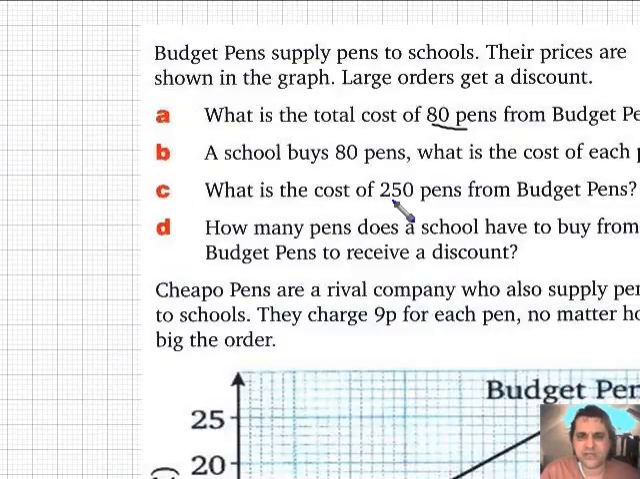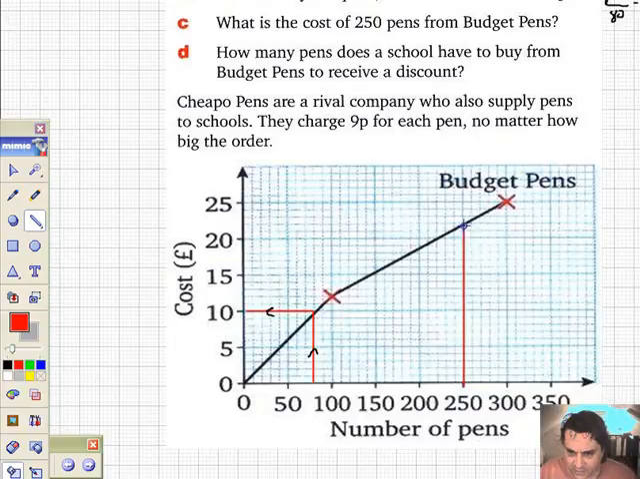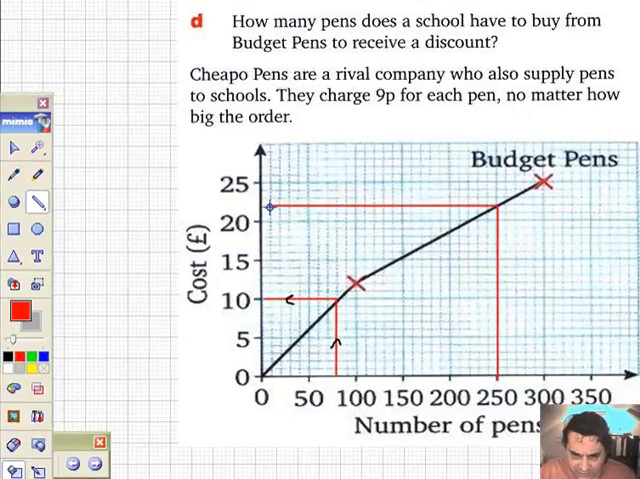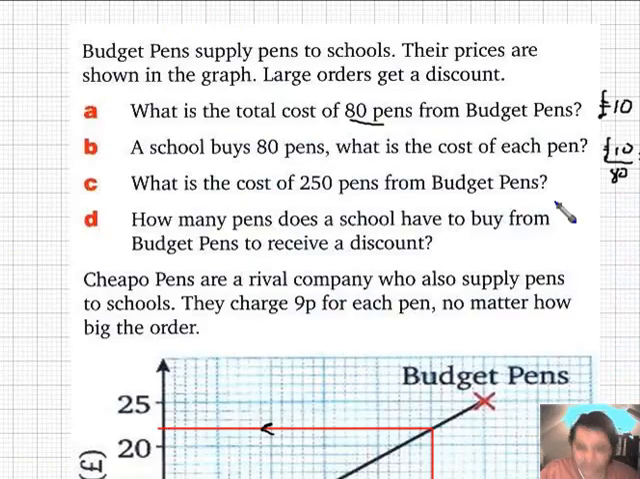Right, part C. What is the cost of 250 pens from Budget Pens? 250 pens. Go back to my line facility. 250. Hit the line. Turn left and try and read it. Show the examiner what your brain did. You went up and you turned left. So 250 pens will cost £22. So there you go, £22.